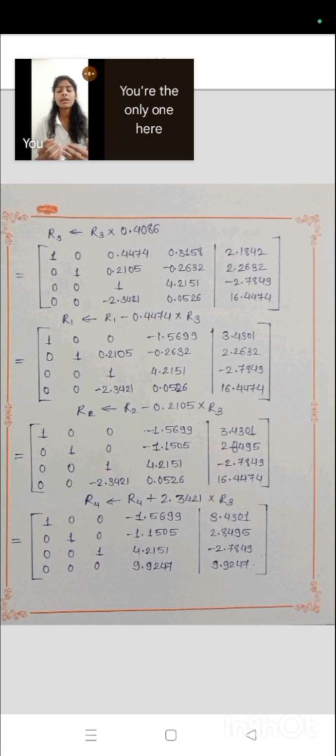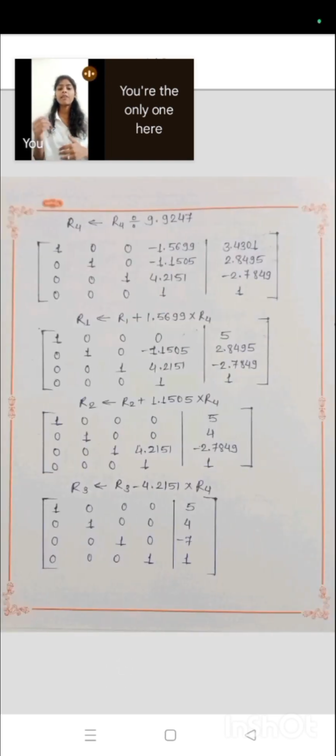the changed R4 value is 0, 0, 0 and 9.9247, and in column 5 the R4 value is 9.9247. Again we put the operation in R4. R4 divided by 9.9247, and we write R1, R2 and R3 as it is, only putting the operation in R4. So the R4 changed value is 0, 0, 0, 1 and 1.